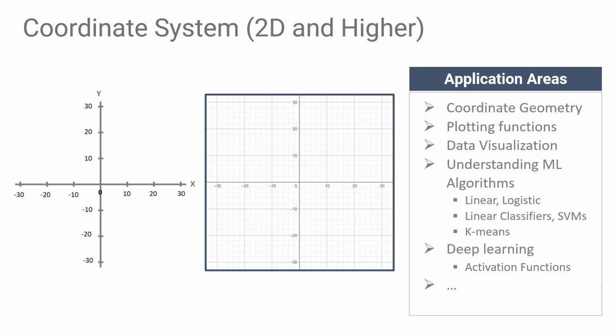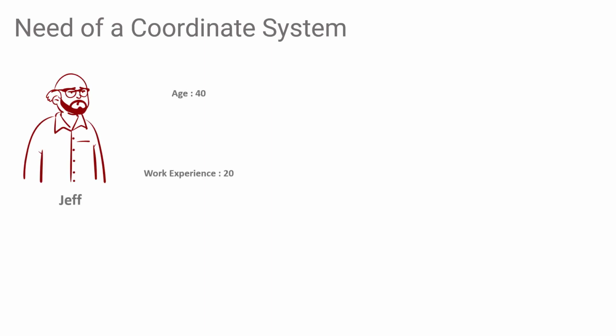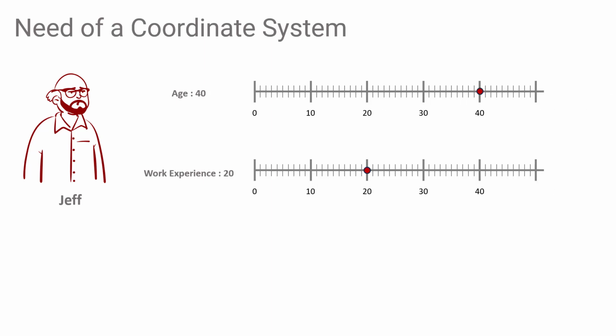Let's start the lesson and first understand what is the real need of having a coordinate system. To make this relatable to a real world example, I've taken Jeff, a person, and his two attributes, age and work experience. We know the values of these two attributes, and based on our current knowledge, we will probably rely on using two different number lines. As you can see, the values are 40 for age and 20 for work experience. That's where the 2 points are showing on the respective number lines.